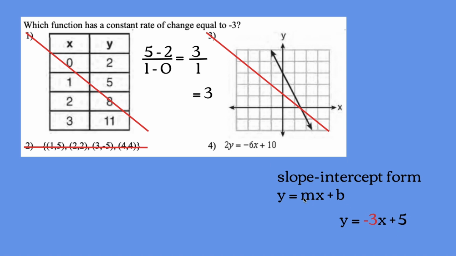So we know that m is equal to negative 3 when we correspond it to the formula, which means that our slope is negative 3. So 4 is our answer.